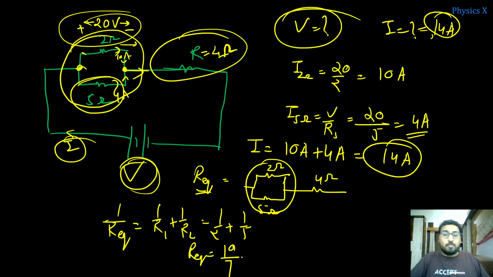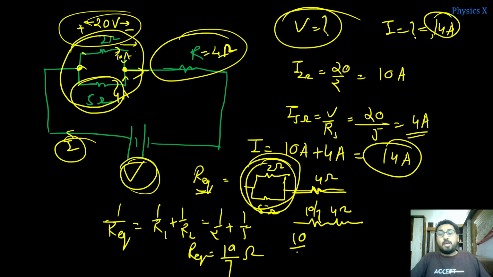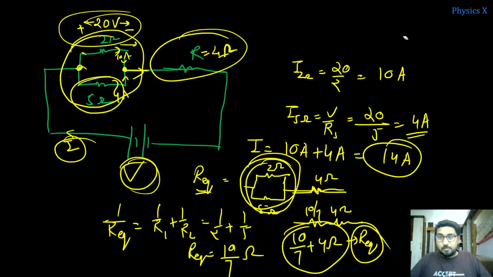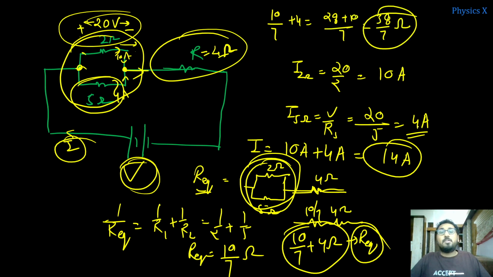10 by 7 ohm. And now this 10 by 7 ohm is in series with this 4 ohm. So 10 by 7 plus 4 ohm is the total R equivalent resistance, right? So 10 by 7 plus 4 is nothing but 28 plus 10 by 7, which is 38 by 7 ohm. So this is the total resistance, right?